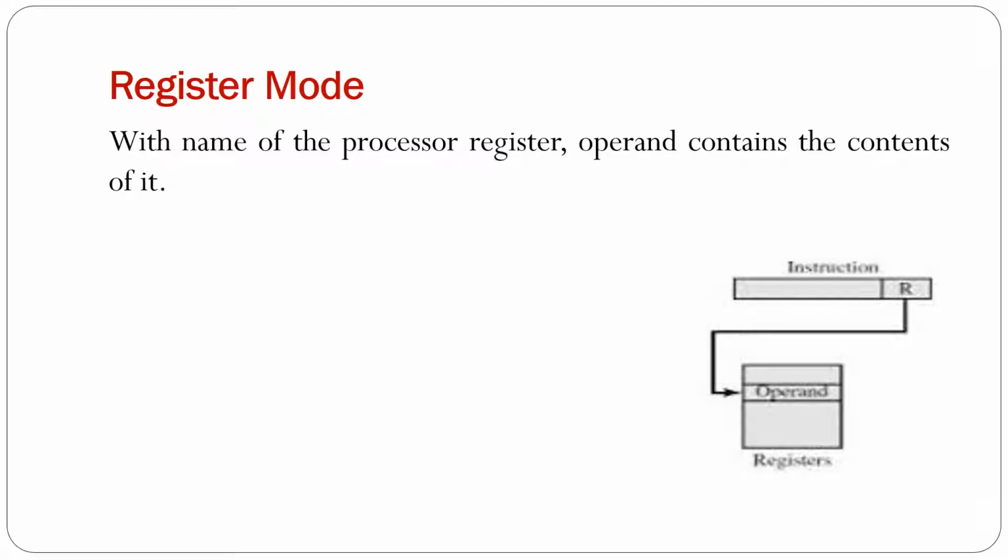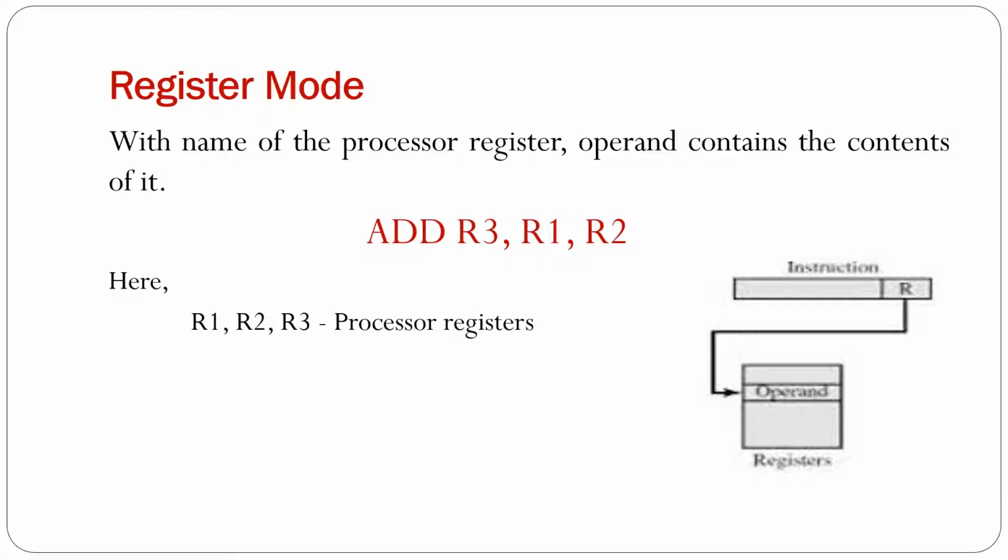Register mode. With the name of the processor register, the operand contains the contents of it. For example, add R3, R1, R2. Here, R1, R2, R3 are all processor registers. R1 and R2 are source registers and R3 is a destination register.